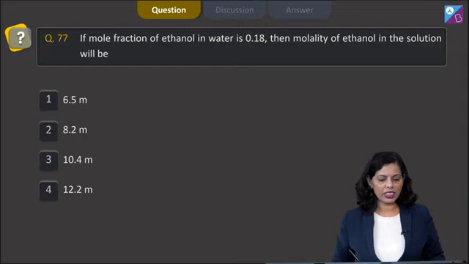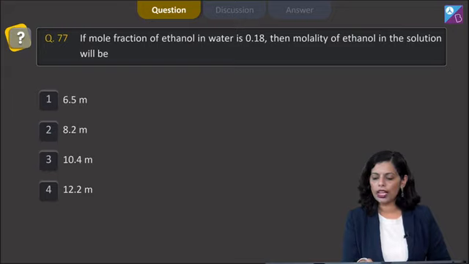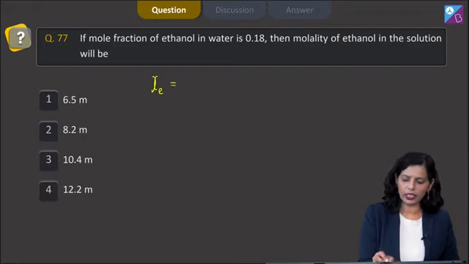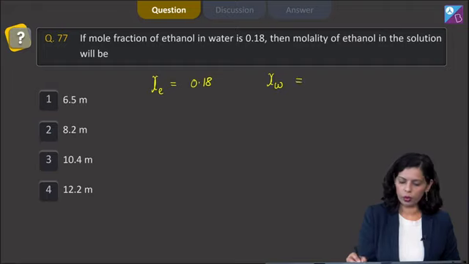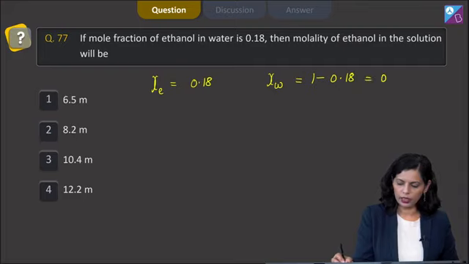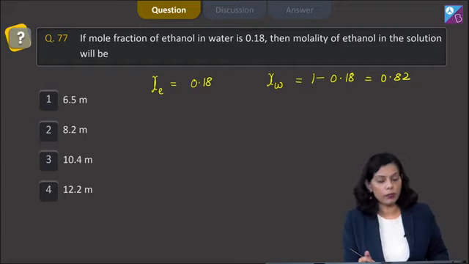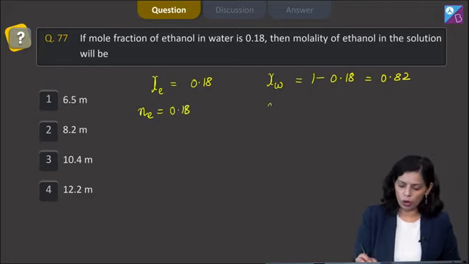Turn comes for question number 77. If mole fraction of ethanol in water is 0.18, then molality of ethanol in the solution will be. So mole fraction of ethanol, chi E, is given, that is 0.18, right? So what would be the chi for the water? That would also be calculated, right? 1 minus 0.18, that is 0.82. Just assume that the total number of moles present in the solution is 1. So the moles of ethanol would be 0.18, and in the same way the moles of water would be 0.82.